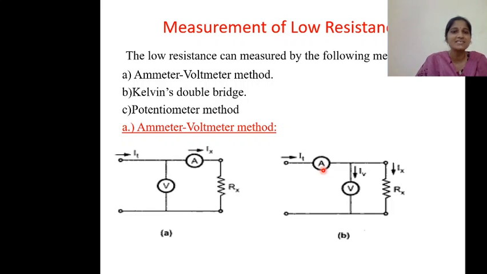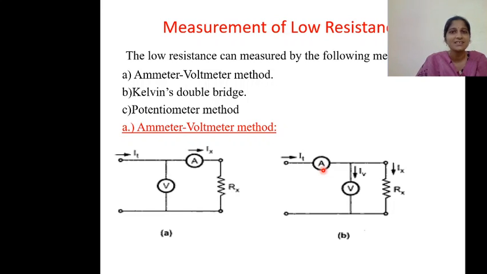Next one is Kelvin's double bridge method. Before going to Kelvin's double bridge method, you need to know that it is a modification of the Wheatstone bridge. So let us first study what the Wheatstone bridge is, and later you can study the Kelvin's double bridge. You might have studied the Wheatstone bridge in the earlier classes.